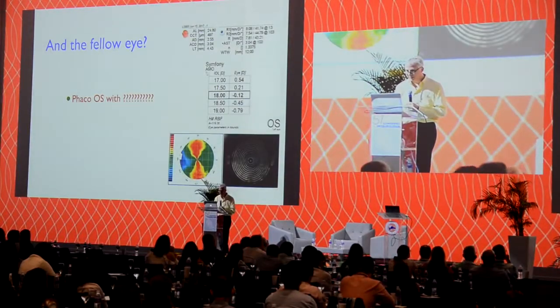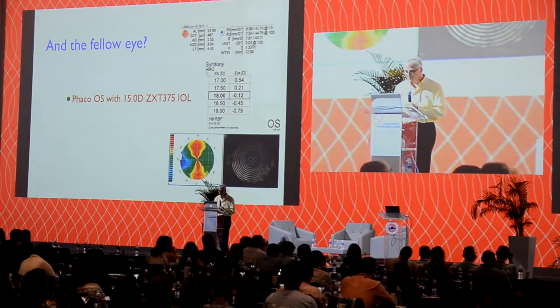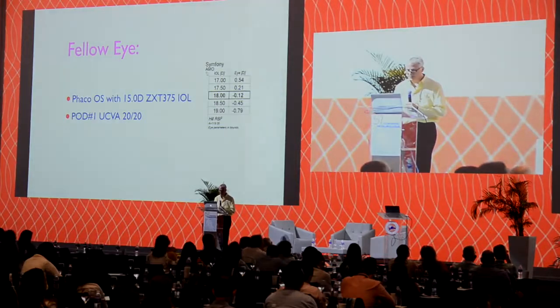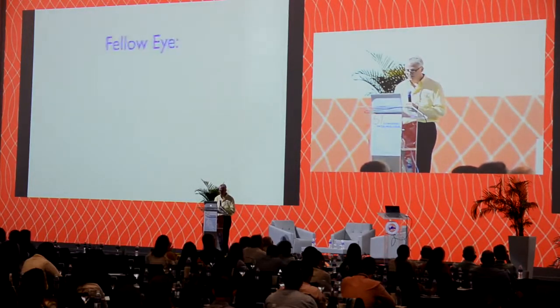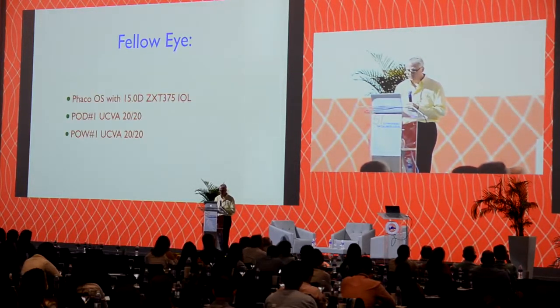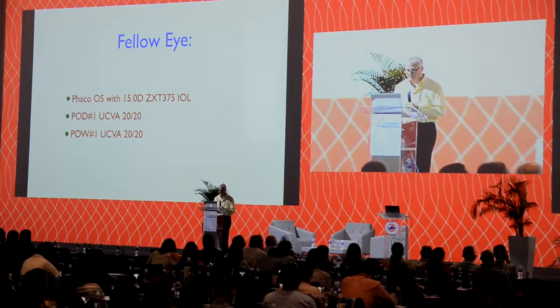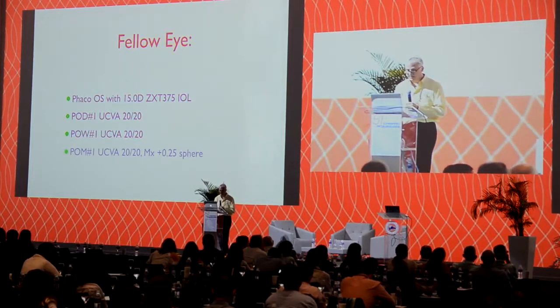We went ahead and did the other eye, and the prediction was for an 18 diopter to 18.5 diopter lens. We went with a 15, so I was courageous. Happily, we ended up post-op day 1, 20/20 uncorrected. Here's the funny part, though. Now we've got a cataract surgery in the left eye where we went 3 diopters less hyperopic than we should have, and we hit target, and we stayed stable for weeks and months.